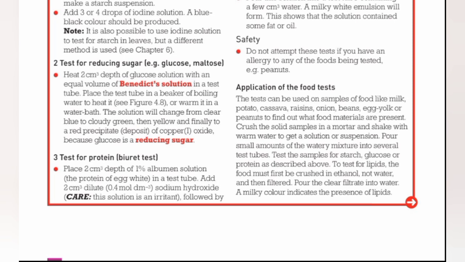This brings us to the end of chapter 4, biological molecules. In this chapter, we learned about proteins, carbohydrates, lipids, and DNA, and food tests for different nutrients. Make sure to revise these concepts carefully because they are very important for all our biology exams.